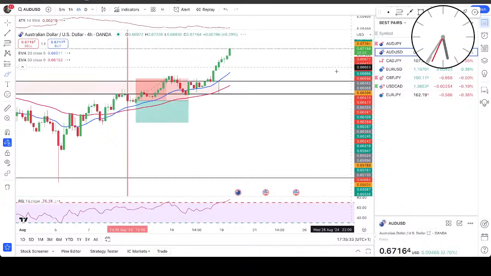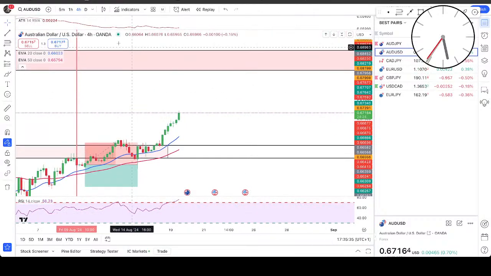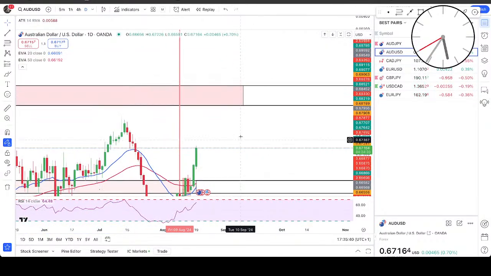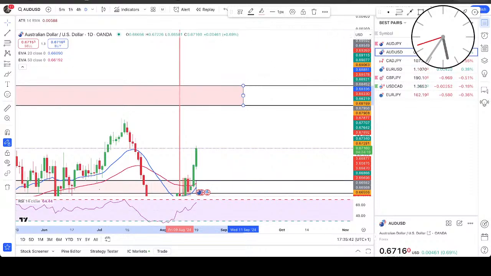Next up we have AUD USD. It's nicely pushing up. The next level I'm looking at for AUD USD is right up there: 0.6833 goes up to 0.6881.